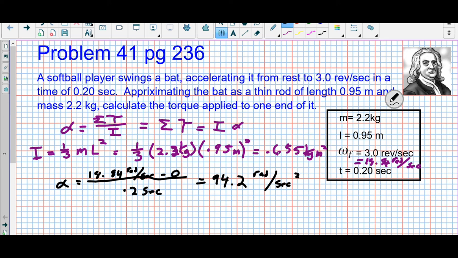So that's my angular acceleration. I have I and alpha. I can multiply those two together to get the net torque. So the net torque is going to be I times alpha. So 94.2 times 0.655, and I'm getting 61.7. The units are going to be Newton meters. And we're given two sig figs here, so we'll say 62.